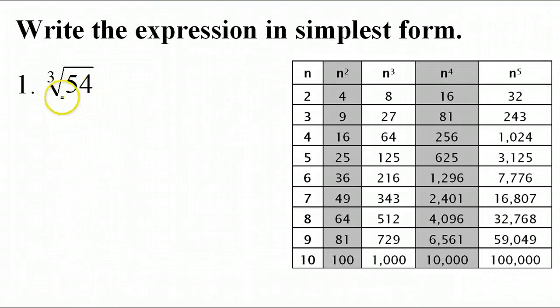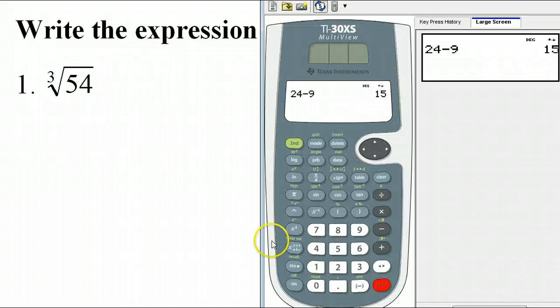Alright, problem number 1. Cube root of 54. First we look and see is 54 on the list. It is not. So we look for things that will divide evenly into 54, the biggest possible. 27 is going to work, because 54 divided by 27 is 2. That means 27 times 2.